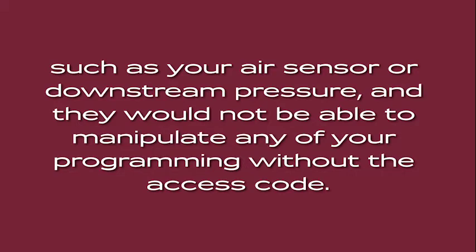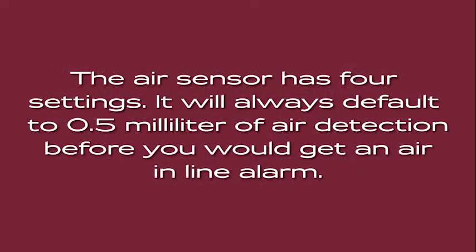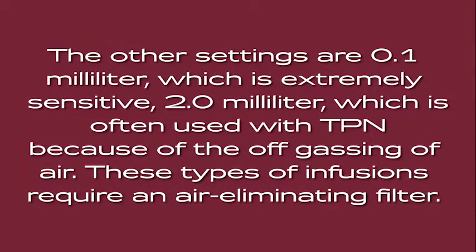Now let's review the air sensor. The air sensor has 4 settings. It will always default to 0.5 milliliter of air detection before you would get an air in line alarm. The other settings are 0.1 milliliter, which is extremely sensitive, and 2.0 milliliter, which is often used with TPN because of the off-gassing of air. These types of infusions require an air eliminating filter.